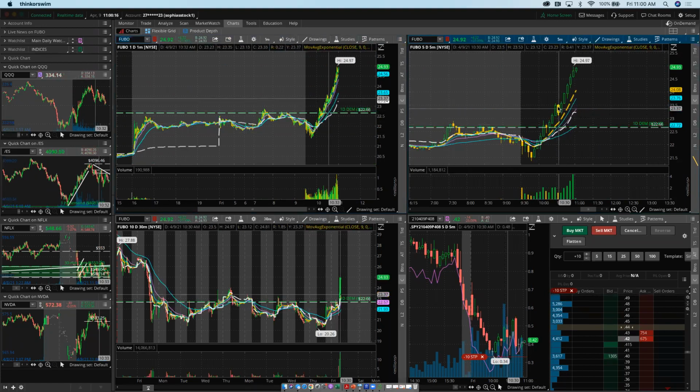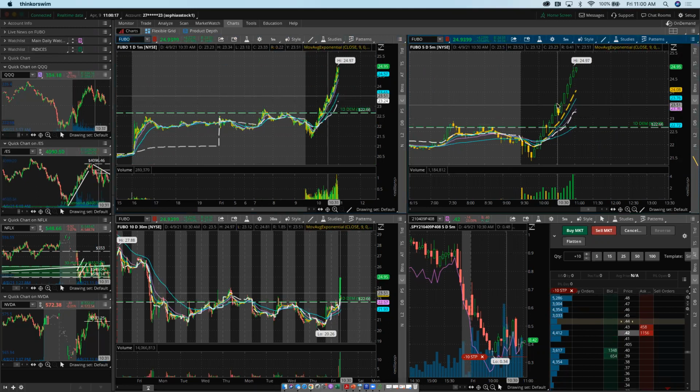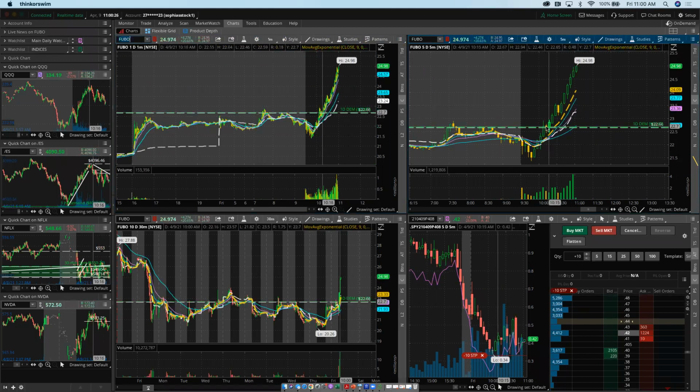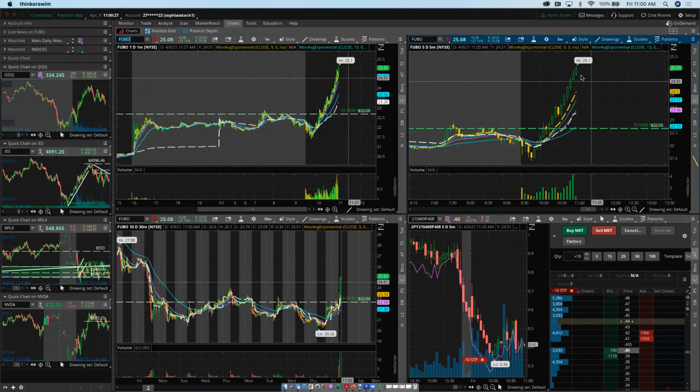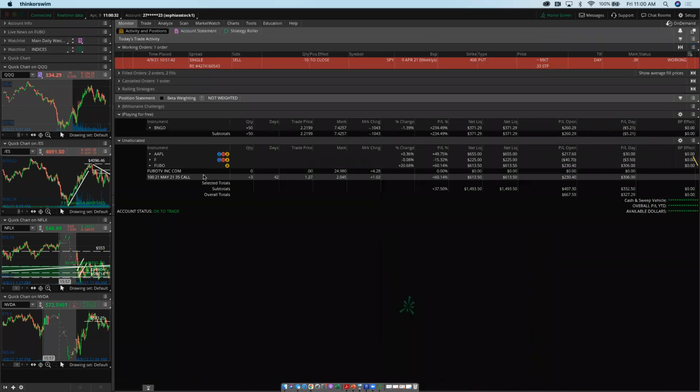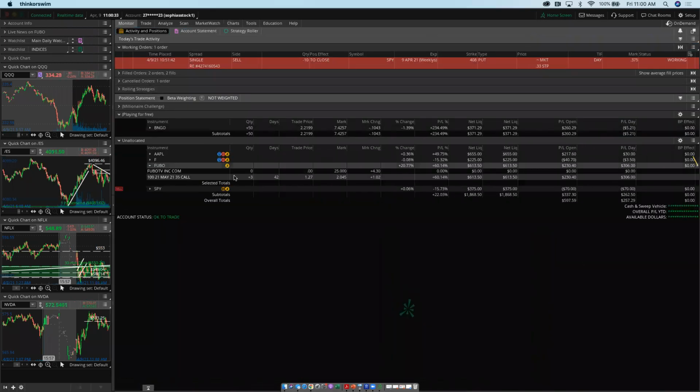Bro, this RBR right here, this entry, that would have been perfect. $2 move up. Crazy. Or even this first one right here, this first RBR, great entry. Wow, 25. Bro, it's running. Fubo is crazy. This one is not up 60%. It literally was just up like 15% like 20 minutes ago. Yo, Fubo is running, bro.